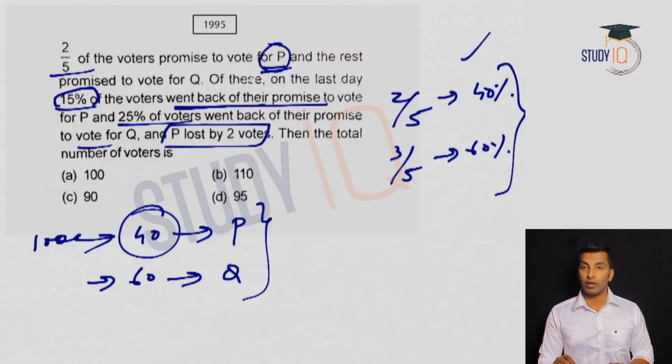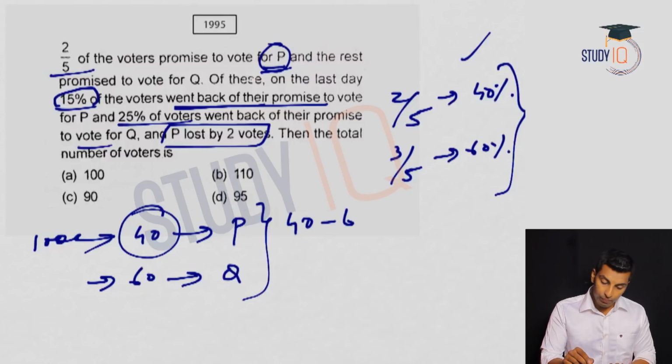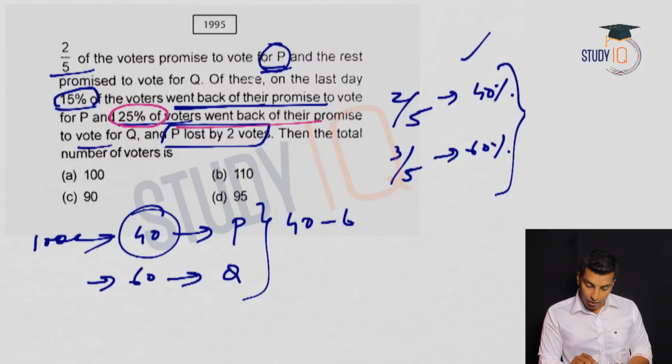So 15% of 40 is, you can do the calculation, 40 into 15 by 100. That is actually 6. So 6 people are not there. They are not going to vote for P now. So effectively 40 minus 6. Now 25% of the voters went back on their promise to vote for Q. So 25% of 60, that is 15.